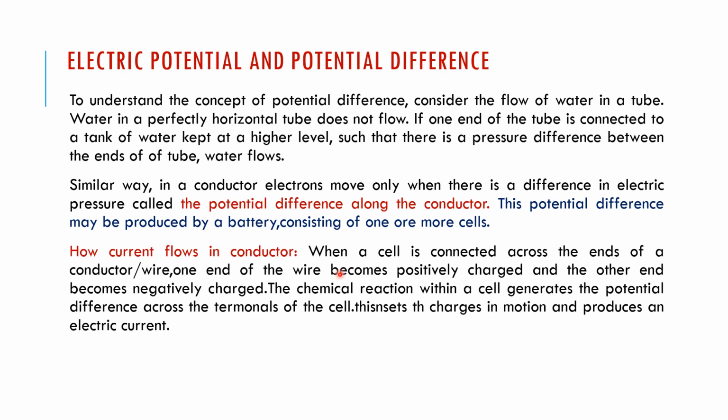Now we will understand in more detail how current flows in a conductor. Suppose you consider a conductor, a metallic wire, and a cell is connected across both its ends. Cell notation means one end will be positive and the other end negative. So one end of the wire becomes positively charged and the other end becomes negatively charged. In the cell you might have seen at your home, one end is positive and the other is negative, because there is a chemical reaction inside the cell.